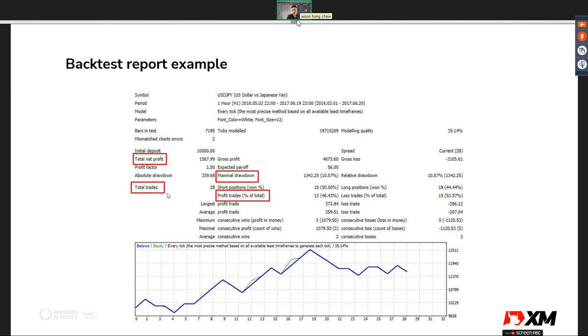Then the next important point will be total trades. It has traded 28 times in approximately, let's say, bars in test 7,000. So that's 7,000 hours, but it has only traded 28 times with a net profit of 1.5k. So I would say this bot itself is pretty decent in the sense that it only takes trades that it is confident of rather than scalping trades. So this bot is relatively stable.